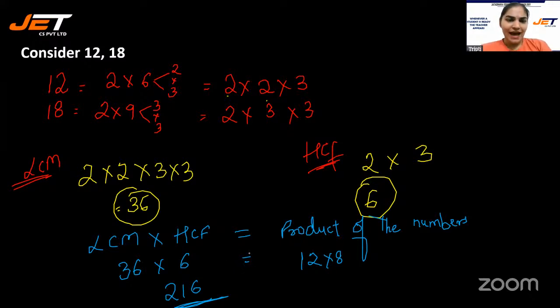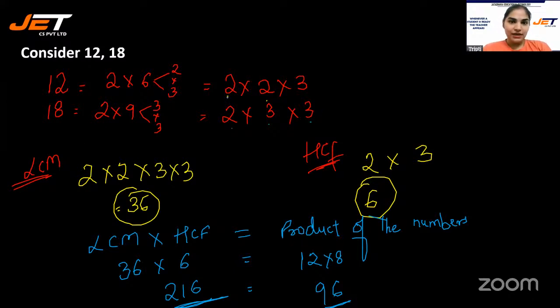That means we have done something wrong. Let's figure out, 12 and 18. We'll check it because we are getting different answers. We have done something wrong. Let's see what it is. 12 is 2 times 2 times 3. 2 times 2 is 4. 4 times 3 is 12. 2 times 3 is 6. 6 times 3 is 18, right?